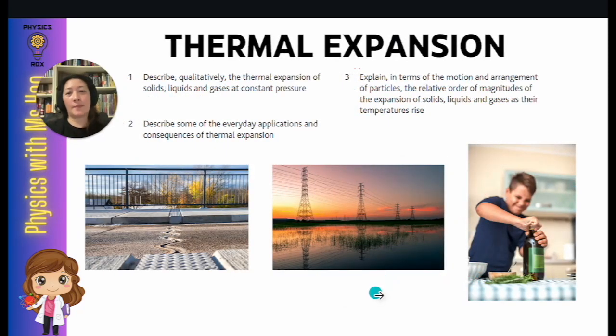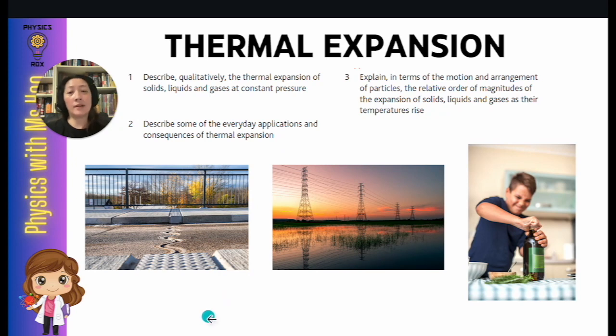For thermal expansion, you need to be able to describe qualitatively the thermal expansion of solids, liquids, and gases at constant pressure. So you must remember that gases, because the particles are the furthest away from each other, when heat is applied, will have the greatest expansion, followed by liquids, and solids have the least in terms of thermal expansion. You also need to describe some of the everyday applications and consequences of thermal expansion.